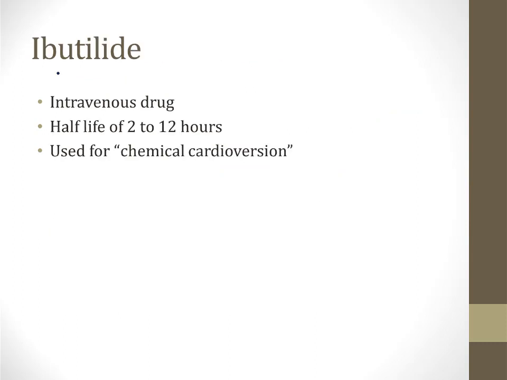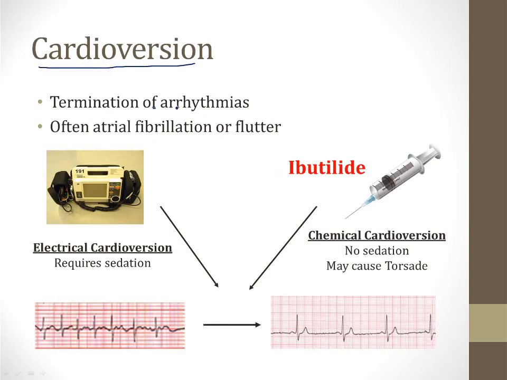The last class 3 antiarrhythmic agent we'll discuss is ibutilide. This is an intravenous drug with a very short half-life of about 2 to 12 hours, and its main use is for something called chemical cardioversion. So let's talk about what that is now. Cardioversion is the termination of an arrhythmia. Sometimes this is done when patients are unstable. You may have seen this done in movies or on TV where a patient is unstable and the doctor places the pads on the chest and shocks the patient and they go back into sinus rhythm.